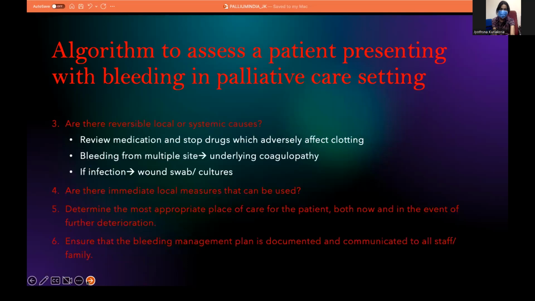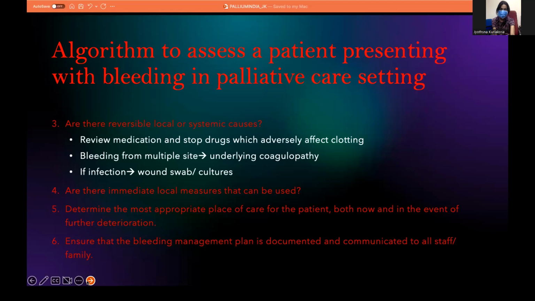The third point is, is there a reversible cause, local or systemic? Review any drugs which would be the etiology here. If the patient is bleeding from multiple sites, always keep in mind the possibility of an underlying coagulopathy. And in case of an infection, send for swabs or cultures. Fourthly, see for immediate local measures that can be used. And also, in a palliative care setting, you have to determine the most appropriate place of care for the patient, both at that time point and in the event of any further deterioration.